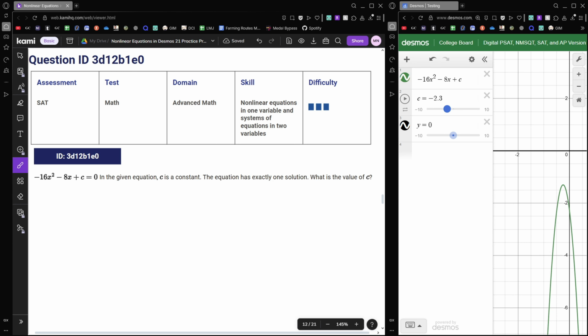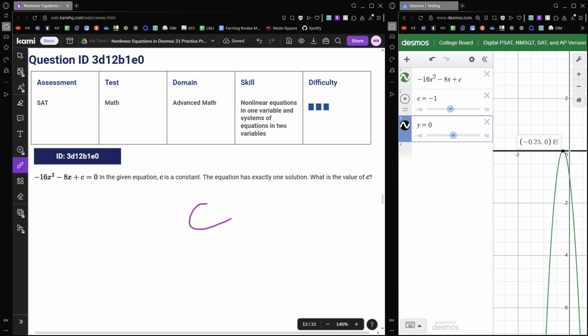Okay, so let's move this up a little. Oh shoot. So when c is -1, the parabola intersects with the line at exactly one point, which means it has exactly one solution, so the value of c is -1.